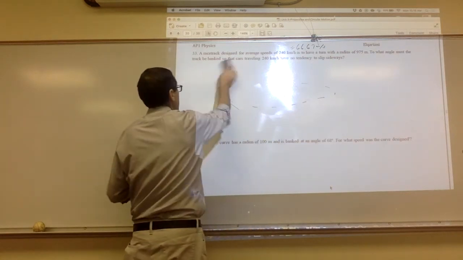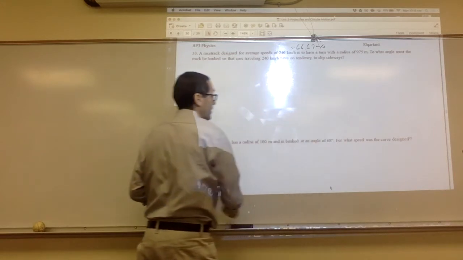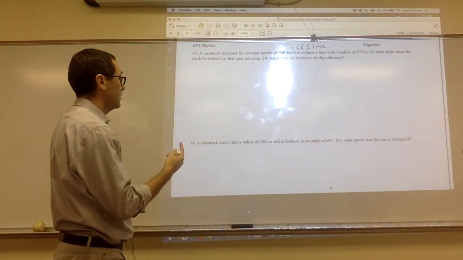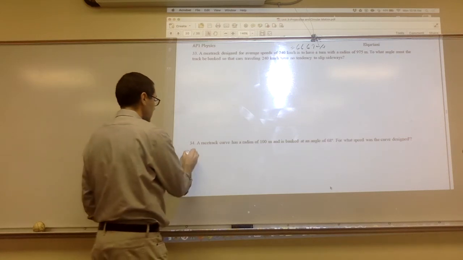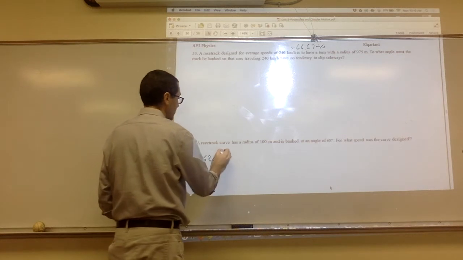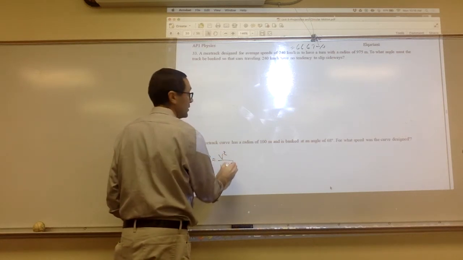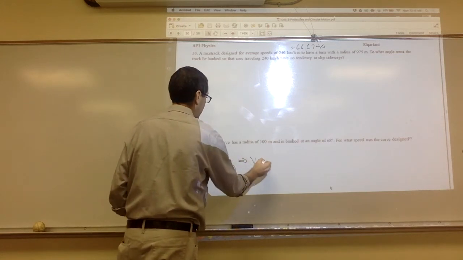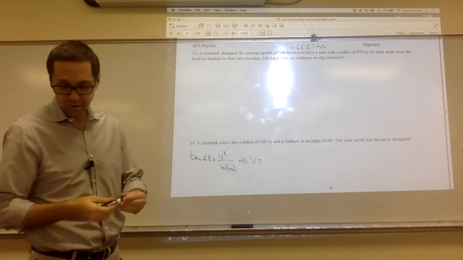Okay. For the next question, you're doing the same thing. Instead of finding the angle, you find the speed. So basically, it's going to be tangent of the angle. After you write the formula, tan 68 is v squared over g r. Okay, and you can figure that out. That's not too hard to find.